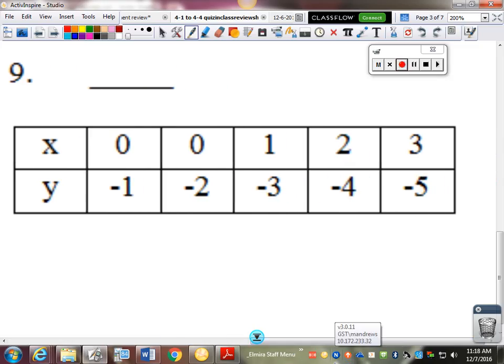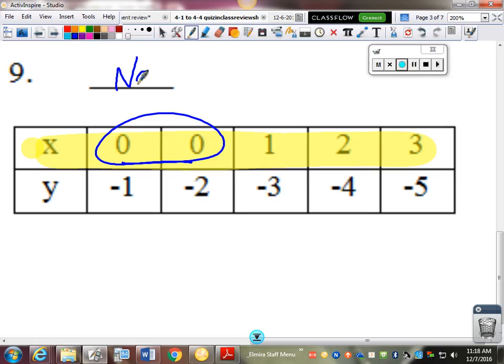Number 9. I'm only looking at the x values, and oh, I see duplicates. Remember, if you answer no, I expect you to circle what the problem was.